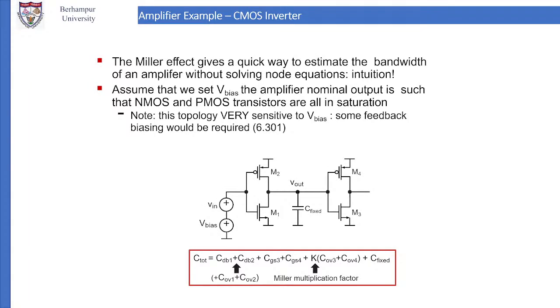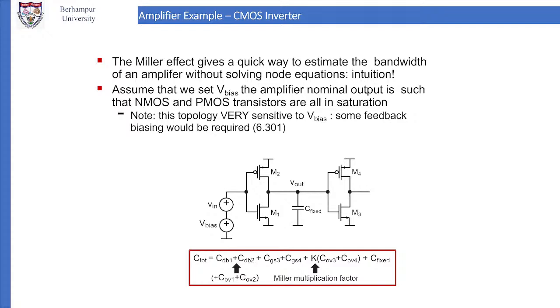Now let us see an example of an amplifier, a CMOS inverter amplifier. The Miller effect gives a quick way to estimate the bandwidth of an amplifier without solving the equations. Using only intuition, you can estimate the bandwidth of an amplifier. Let us look at some examples. Assume that the bias, V bias, for the amplifier is nominal. The output is such that the NMOS and PMOS transistors are all in saturation.